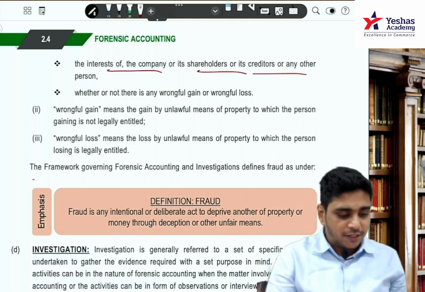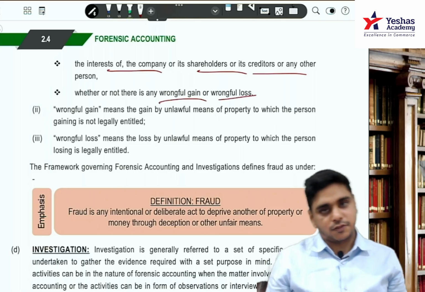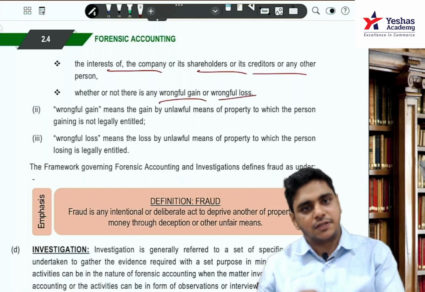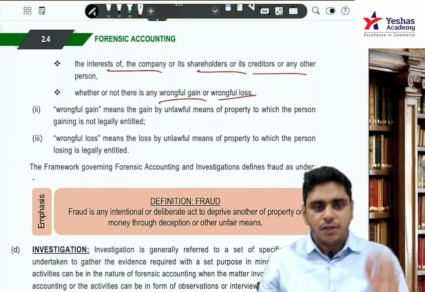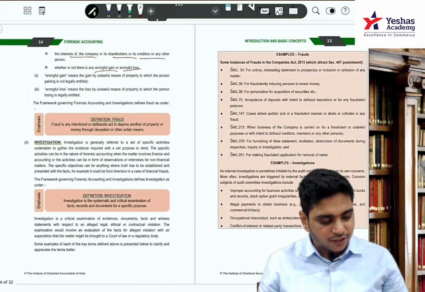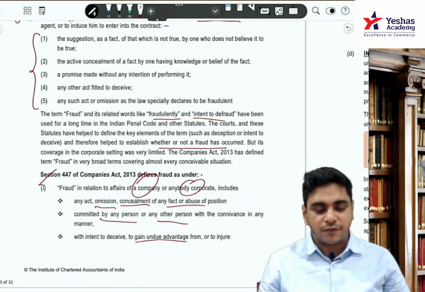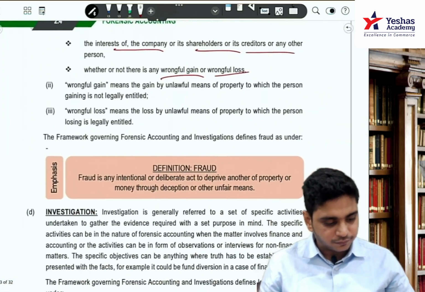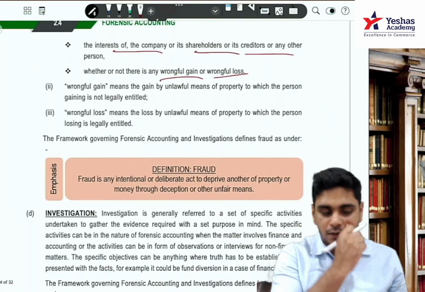Okay, whether or not there is a wrongful gain or a wrongful loss, it will be called as a fraud. So this is the definition as per section 447. This is the definition of 447.